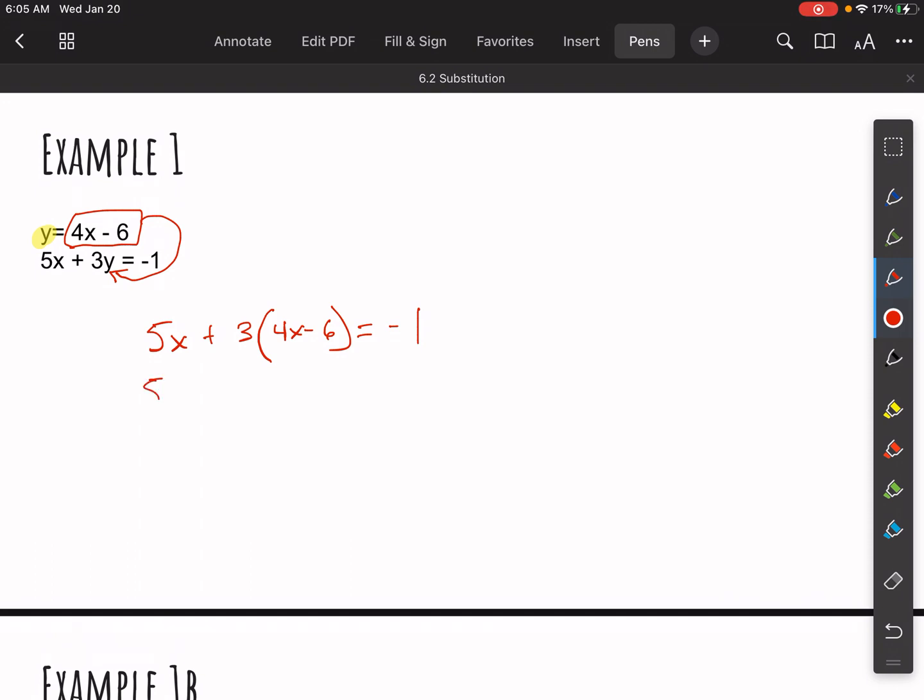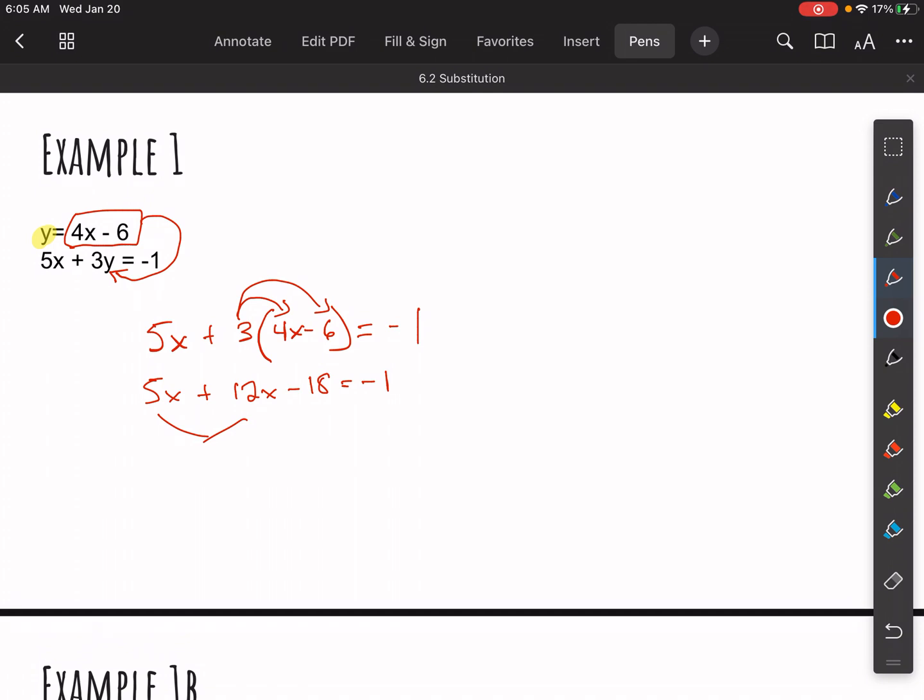So we have 5x plus, we're going to distribute. 3 times 4x is 12x. 3 times negative 6 is negative 18. It's equal to negative 1. Now we're going to combine like terms. What I'm seeing some of you do from time to time is trying to move these x's separately across the equal sign. The first step when we're solving these algebraically is to combine like terms.